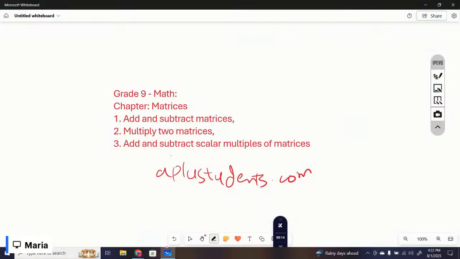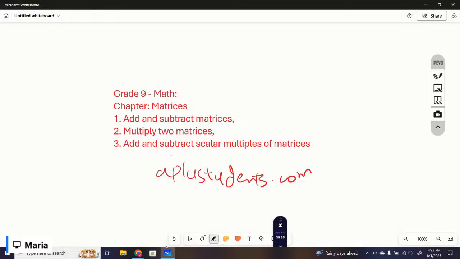Okay, so here I'm on. You can find all the lessons on aplusstudents.com. There you can find a list of the chapters. We're going to the chapter matrices.